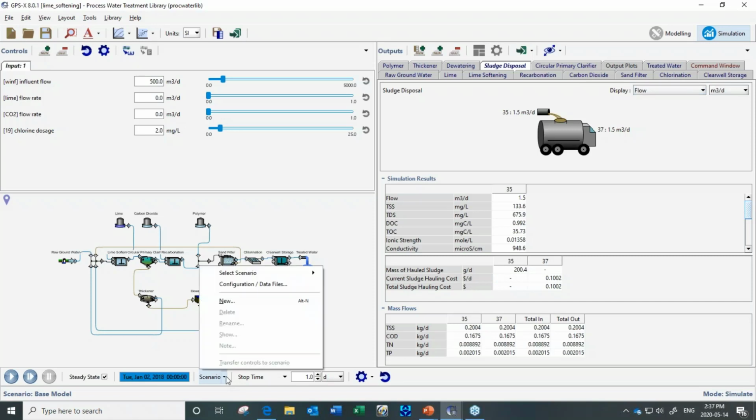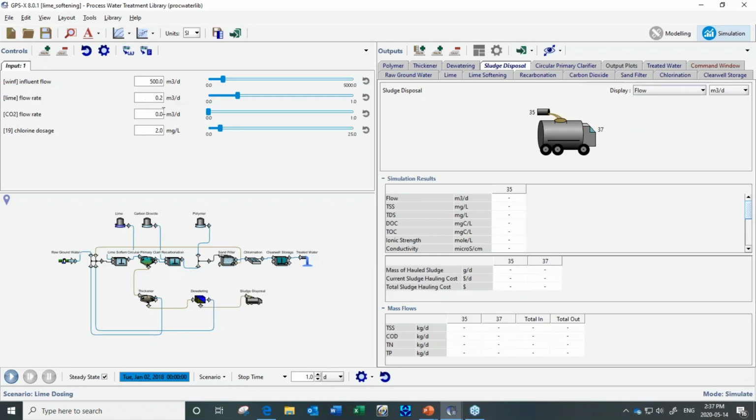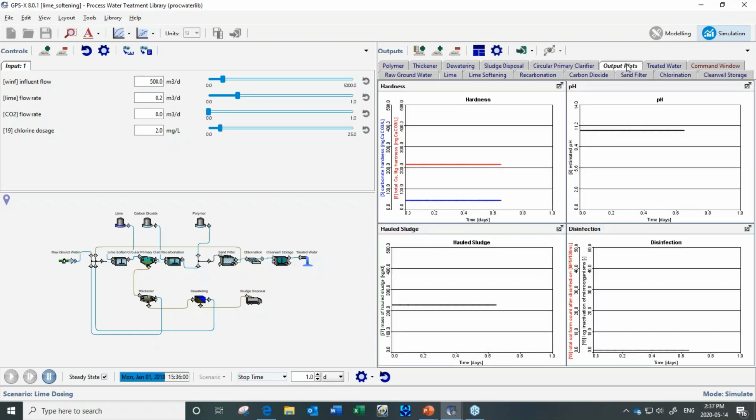So now what we can do is analyze different scenarios. For example, if I start to do a lime dosing, there is a flow of 200 liters per day for lime. And when I run the system now, we will see that there will be some hardness that will be removed. There will be some calcium carbonate that will be generated, which will be sedimented in this clarifier and removed through the solids side here. So we can see also the dynamics, as I said.